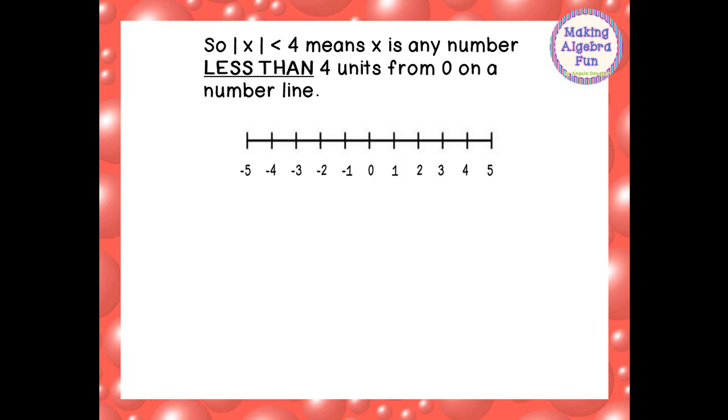Now, with an inequality, the absolute value of x is less than 4 means x could be any number less than 4 units from 0 on a number line. So think of it the same way as far as you go to the right 4 units and then you go to the left 4 units, but this time you don't have to be exactly 4 units from 0. You have to be within 4 units from 0. So your solutions could be anywhere in the green area. You can see the little worm here is kind of showing you. You can go 4 units to the right, 4 units to the left. Anywhere in that area would be considered a solution.